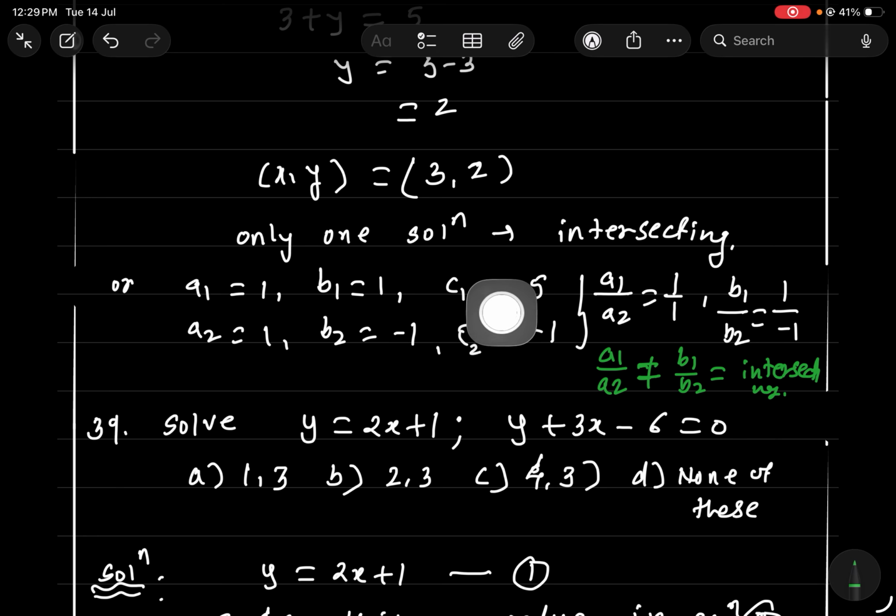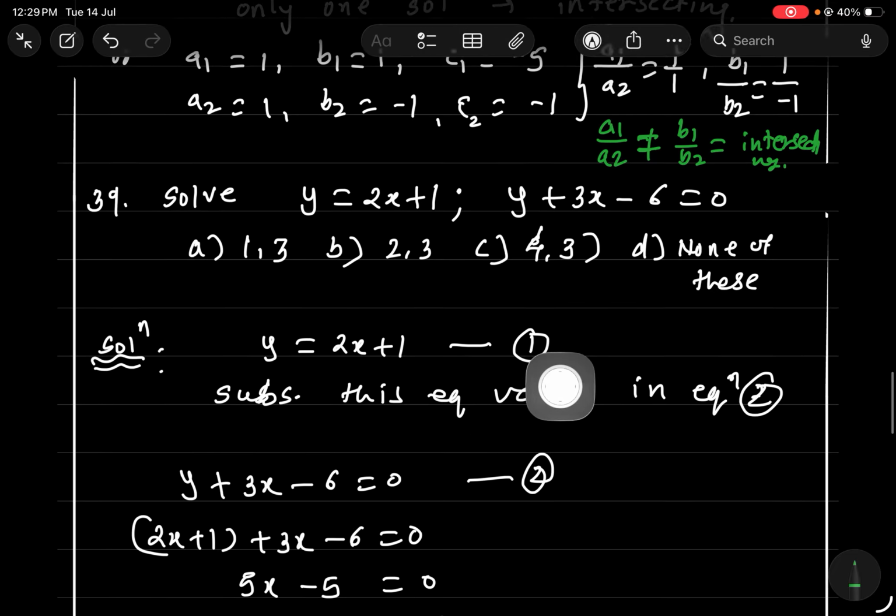Otherwise, this way also: if a1 by a2 is not equal to b1 by b2, that means it is intersecting. So this way also you can find it, by finding the ratios a1 by a2 and b1 by b2. If they are not equal, this is not coming equal because this is coming 1 and this is minus 1, so not equal, that means it is intersecting.